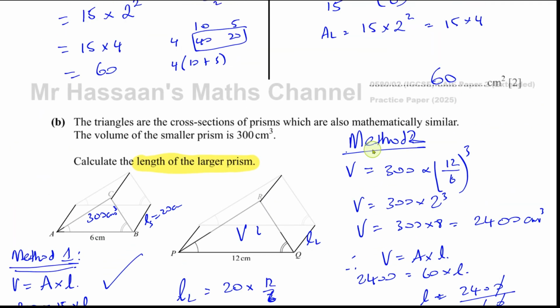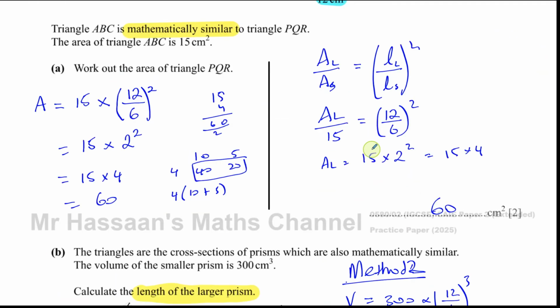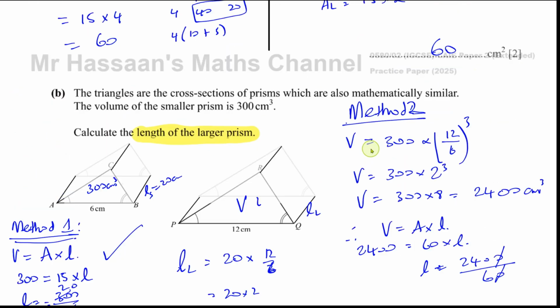So there's the answer to this question, number 17. I hope that was clear.